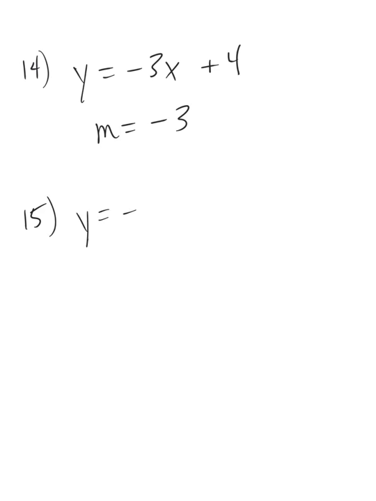What is the slope of y equals -3x plus 4? -3. So the slope of a parallel line will be -3. 15. What's the new slope? -2. The slope is going to be the same.